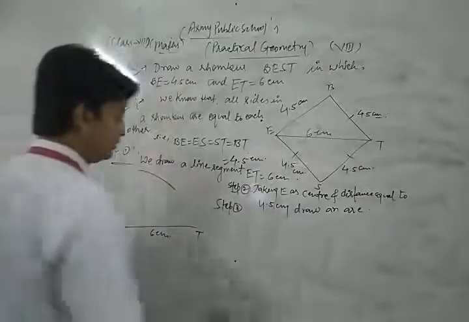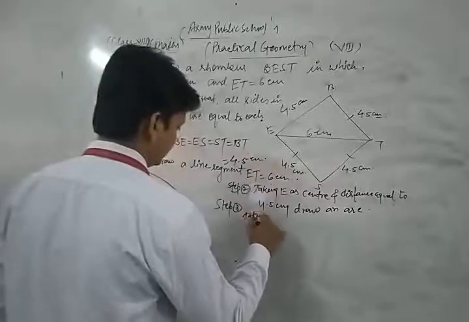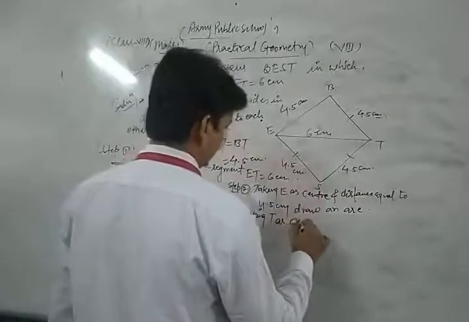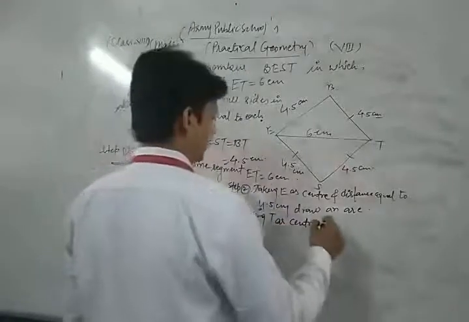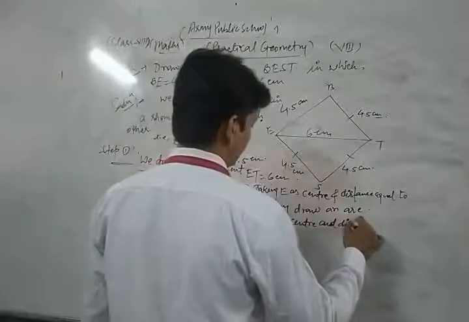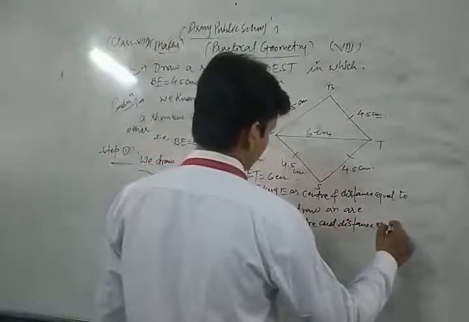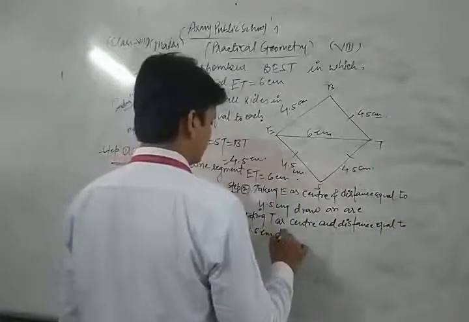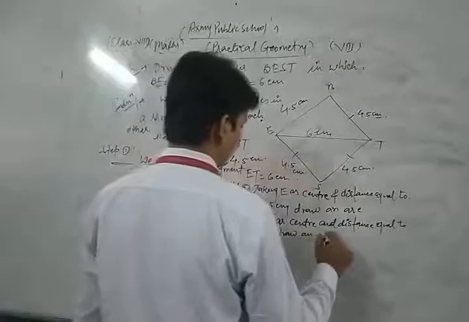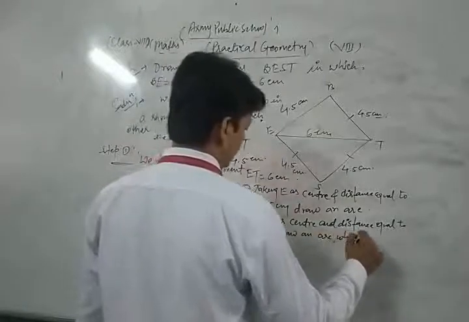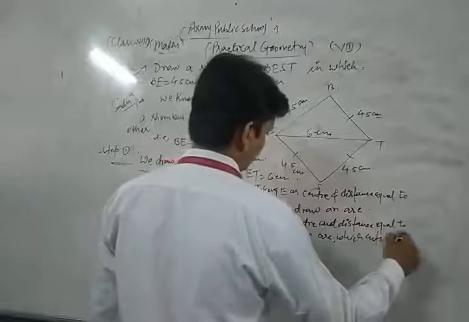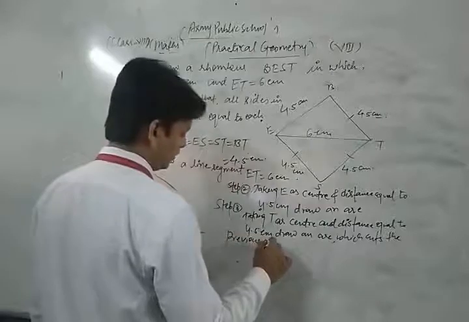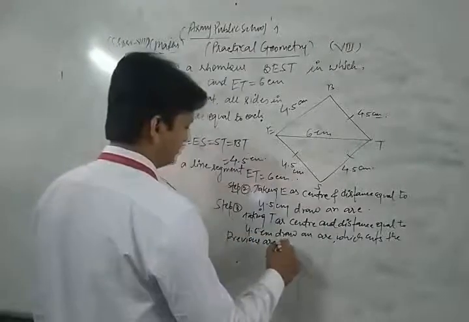Now what do I do again in step 3? Taking T as center and distance equal to 4.5 centimeter, draw an arc which cuts the previous arc at point B.